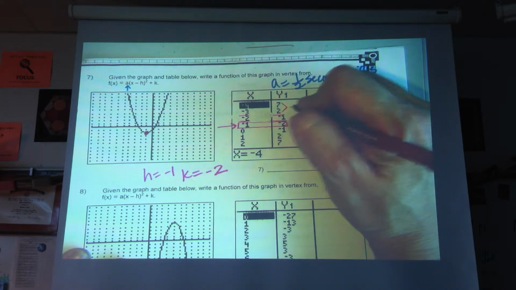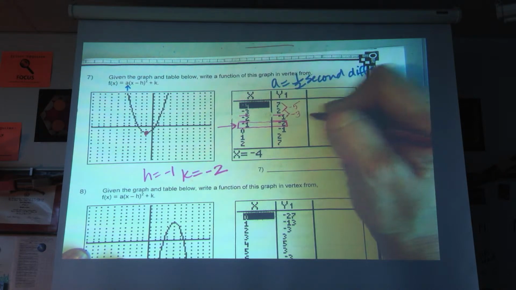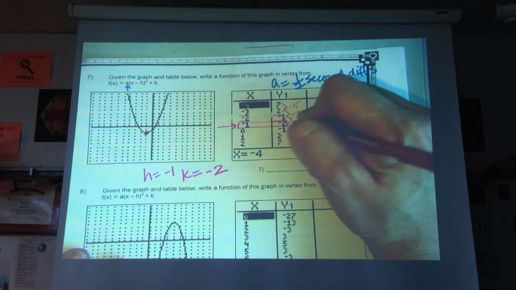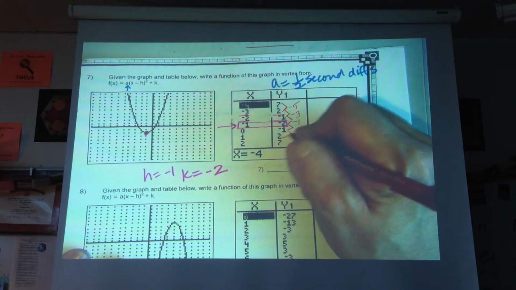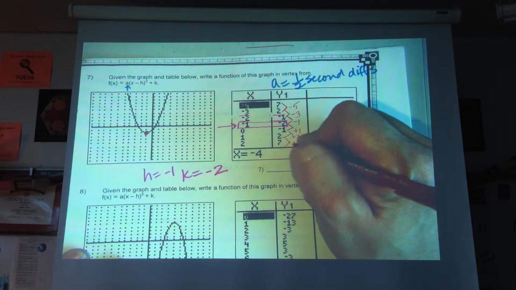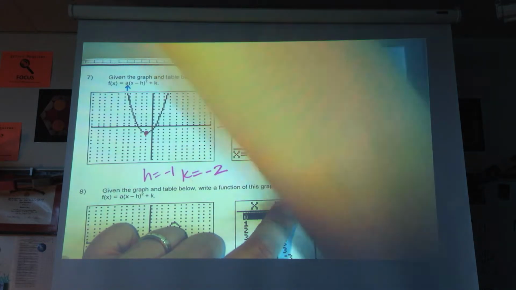7 to 2 is going to be a minus 5. 2 to negative 1 is going to be a minus 3. Negative 1 to negative 2 is going to be a minus 1. And then it looks like I'm adding 1, I'm adding 3, I'm adding 5. First differences, that's not where I go for my a. I have to go to my second differences.